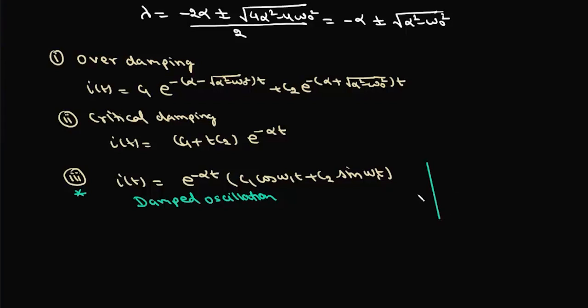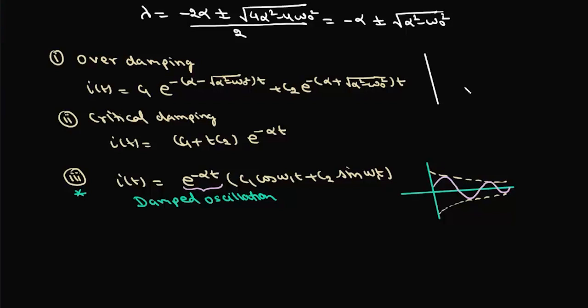And in graphs, we already know how to draw the graph of e to the power minus x, cos x or sin x. So we'll draw this envelope of e to the power minus x. And then depending on the values of C1 and C2, this graph may start from anywhere. So this current is going to oscillate, and its amplitude is going to decrease exponentially based on this damping factor e to the power minus alpha t.